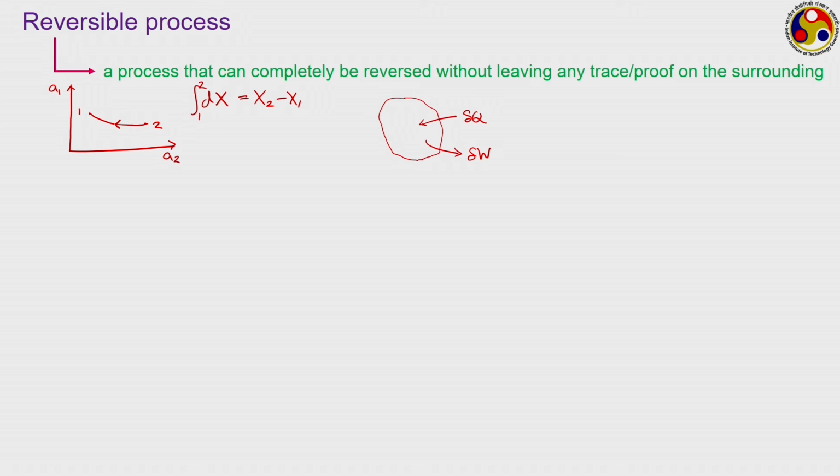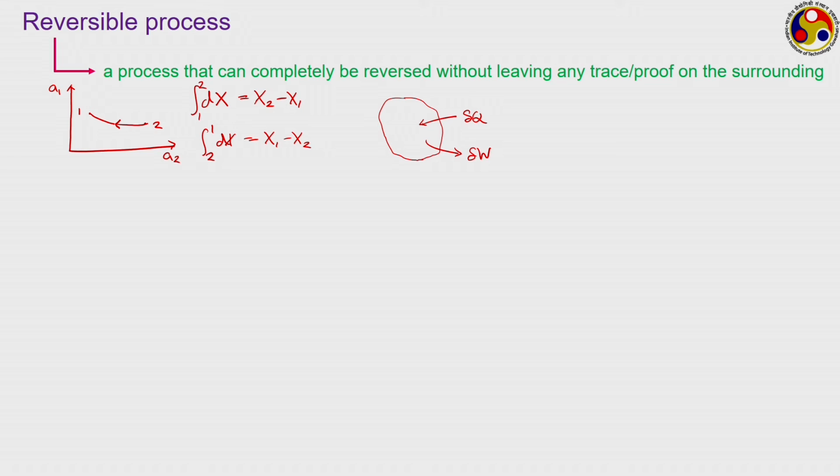Now what about the change in the properties? Properties are point functions, that is, whatever may be the nature of the process, the final change in the property will always remain the same. That is, in the second process the change in the properties, here we are changing the same property x, will be again equal to x1 minus x2. Properties being point functions, we do not need to bother about them.